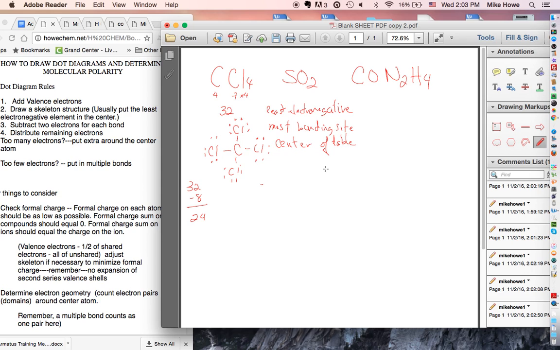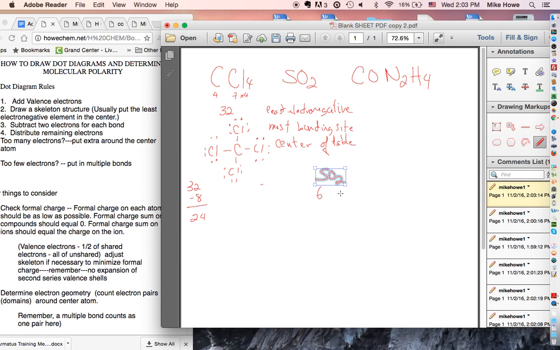Now if I did SO2, let's take a look at it. I'll rewrite it down here. SO2, S has 6 valence electrons, and oxygen has 6 valence electrons, but there are 2 oxygens there. So 6 for sulfur and 6 for oxygen, but there's 2 of them, so 6 times 2. So the bottom line is you have 18 electrons.